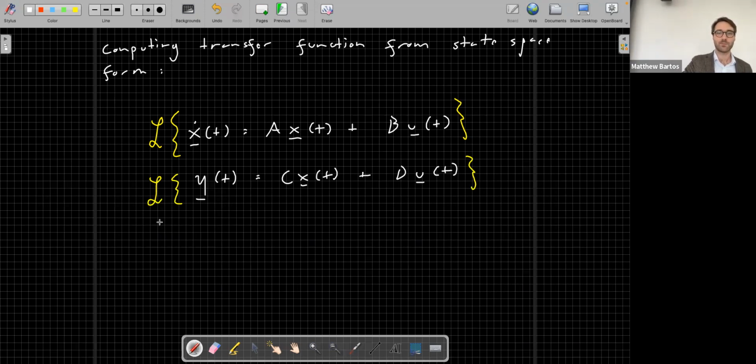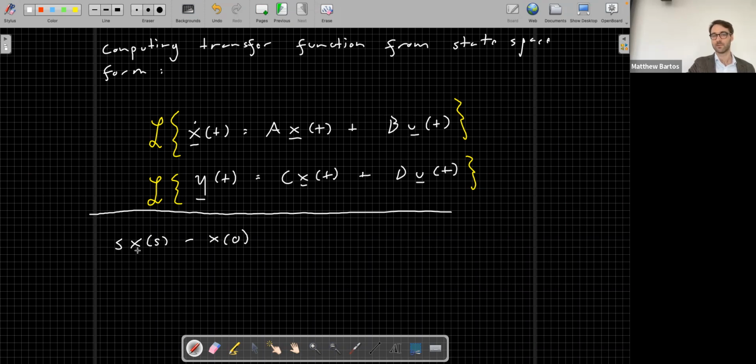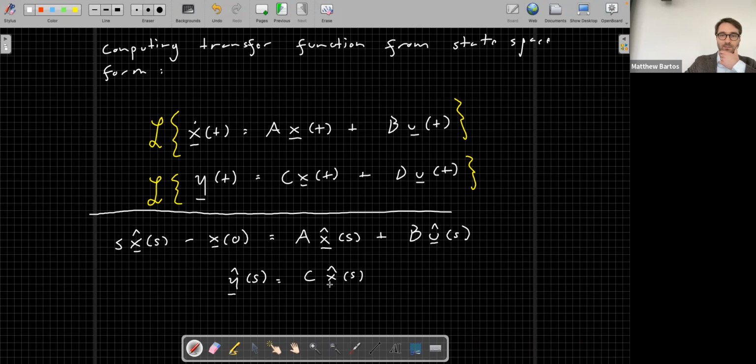So if we take the Laplace transform of the top equation, we end up with s times x of s minus x zero. Actually, to denote that this is in the frequency domain, I'll put a little hat over it. This is in the time domain here. Okay, this is equal to A times x hat of s plus B times u of s. I'll call this u hat as well. Similarly, we have that y hat of s is equal to C x hat of s plus D u hat of s. Okay, so for the transfer function, we don't really care about the initial conditions, so let's just forget about them. We're only interested in the input-output relationship.